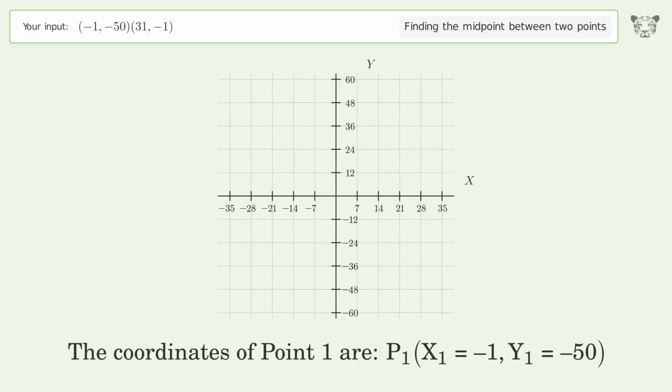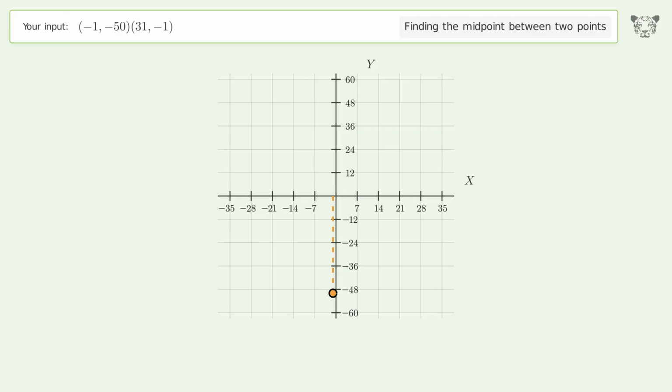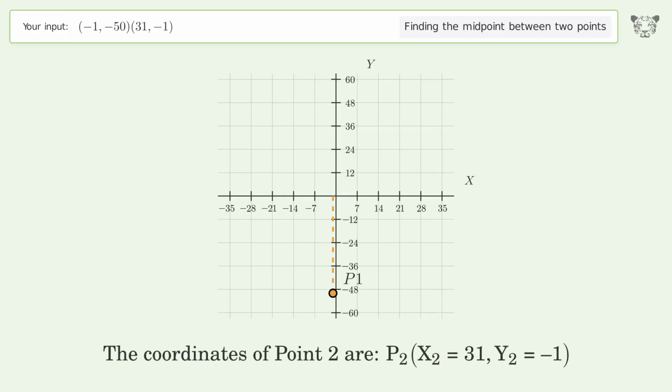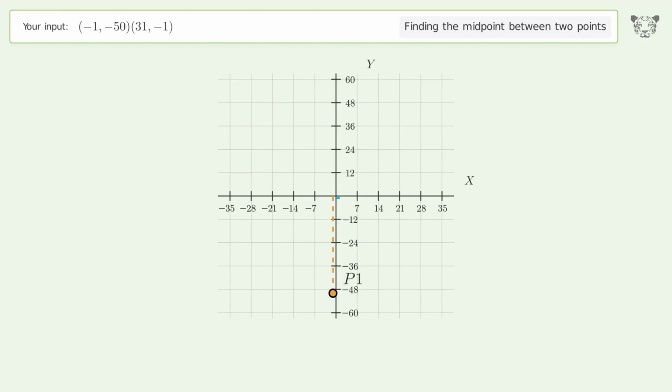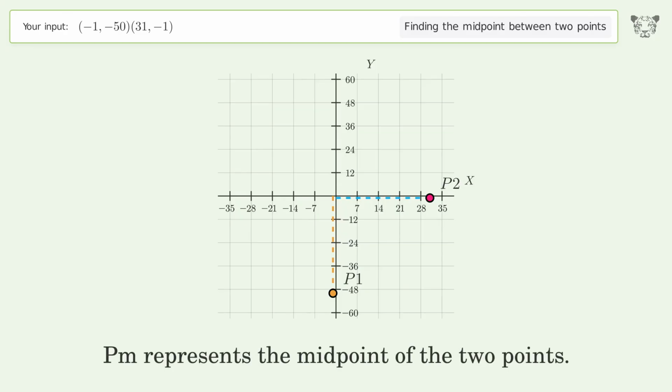The coordinates of point 1 are, x1 equals negative 1, y1 equals negative 50. The coordinates of point 2 are, x2 equals 31, y2 equals negative 1. PM represents the midpoint of the 2 points.